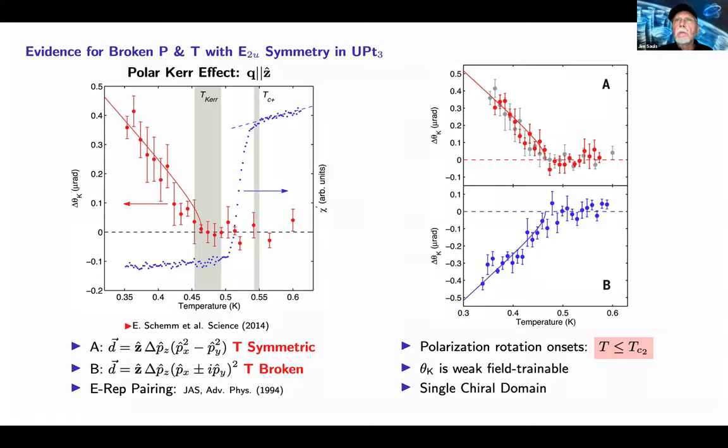You can train the domain with a tiny field to pick the direction of the rotation angle or pick the chiral axis. So this provides some confirmation of theoretical models, which predict that in fact the A phase should be time reversal symmetric, and the B phase would be the onset of broken time reversal symmetry with a chiral order parameter. And the one that I have investigated the most is one which has a Chern number of 2.